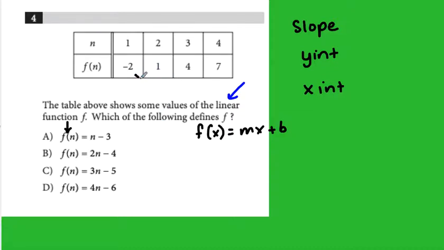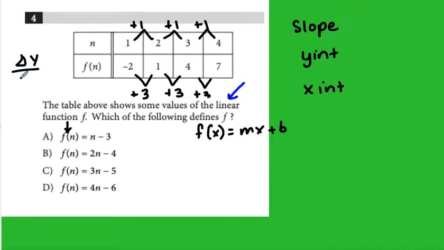If I work with the slope, my change in y appears to be going up 3 every time, and it seems to be going up 1 along the x. Remember, it's change in y over change in x. So my slope is 3 over 1. So I know that C would be my answer.